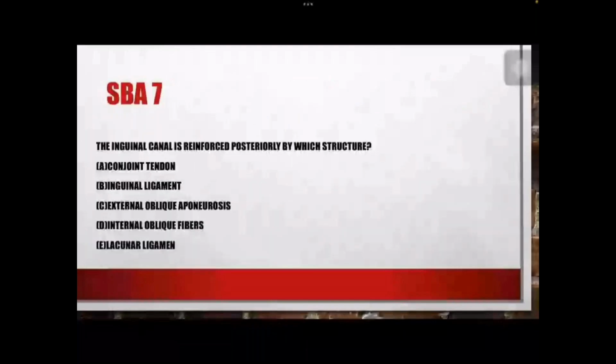The next question is: the inguinal canal is reinforced posteriorly by which structure? The options are A. Conjoint tendon, B. Inguinal ligament, C. External oblique aponeurosis, D. Internal oblique fibers, and E. Lacunar ligament. Answer is conjoint tendon. Yes, so can you also tell other boundaries, that anteriorly what structure is there?